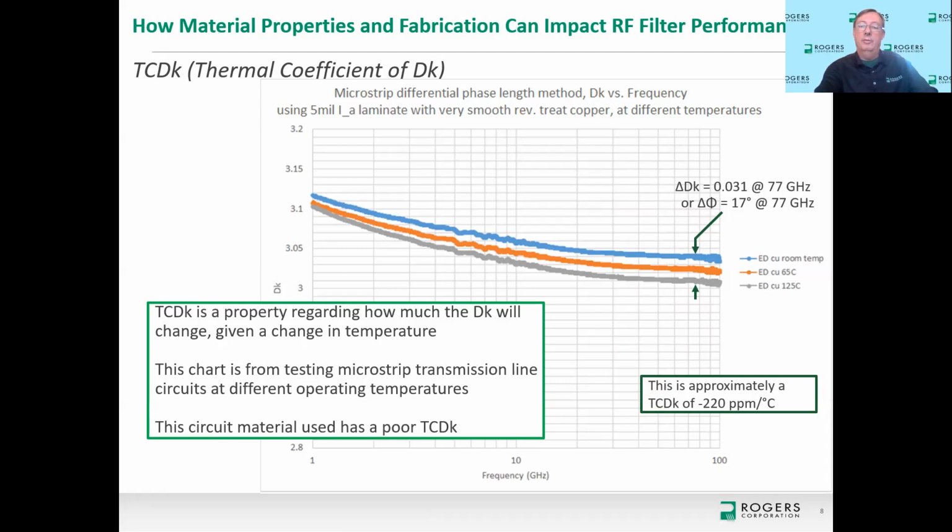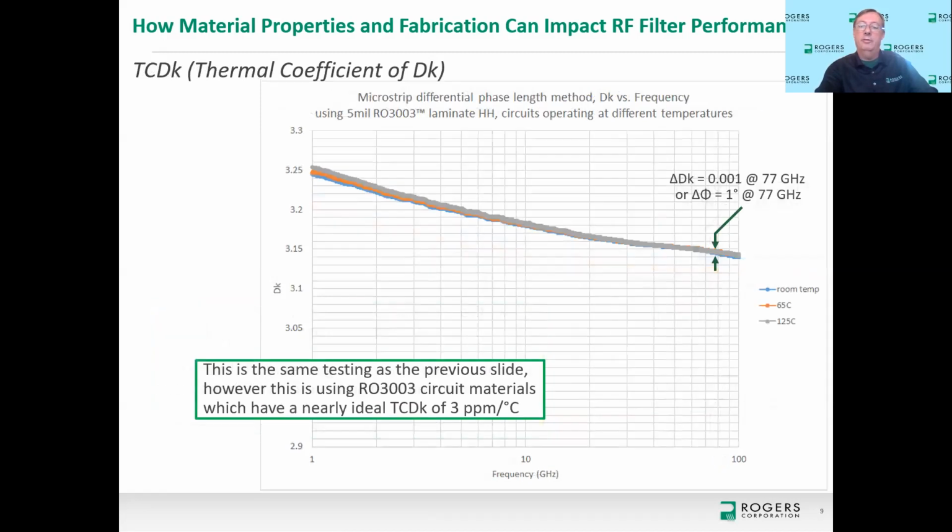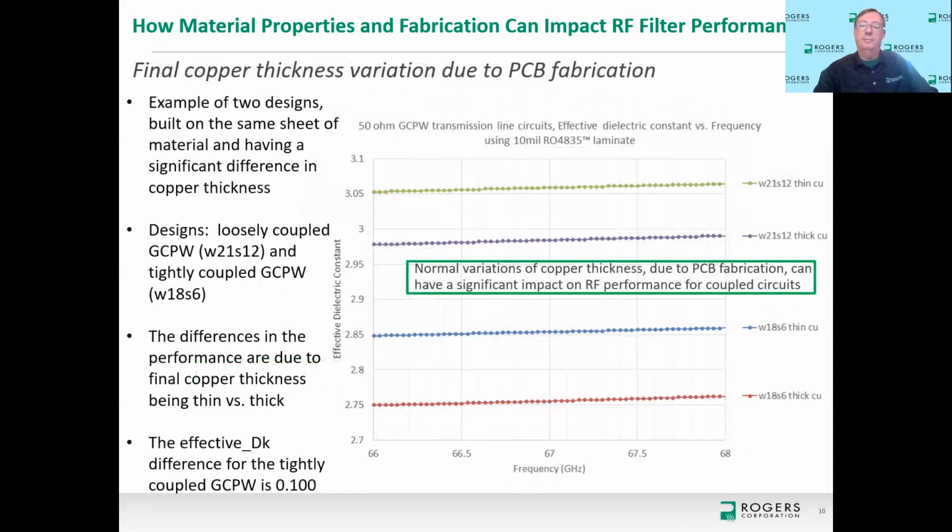That same testing with the material that has a very good TCDK, the Rogers RO3003 material, nearly perfect TCDK of 3 ppm per degree C, where 0 ppm per degree C would be perfect or ideal. So this is pretty close to ideal, and here you can see the differences of these circuits operating at these different operating temperatures. Really isn't much. In fact, that's pretty much our measurement noise. So a difference of 0.001 in dielectric constant. So for applications where there is varying temperature, then the TCDK may be something worth considering.